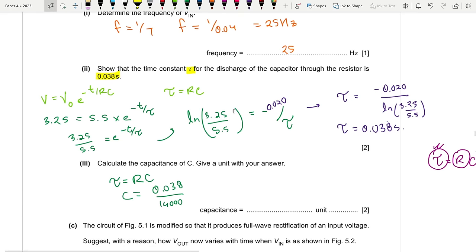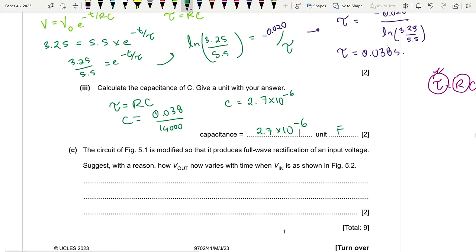Okay, so C is equal to, to two significant figures, 2.7 into 10 to the power minus 6. And since I used the SI units of seconds and ohms, it will be the SI unit of farads. Farads, 2.7 into 10 to the power minus 6 farads. Okay, that is the important part that you need to know.